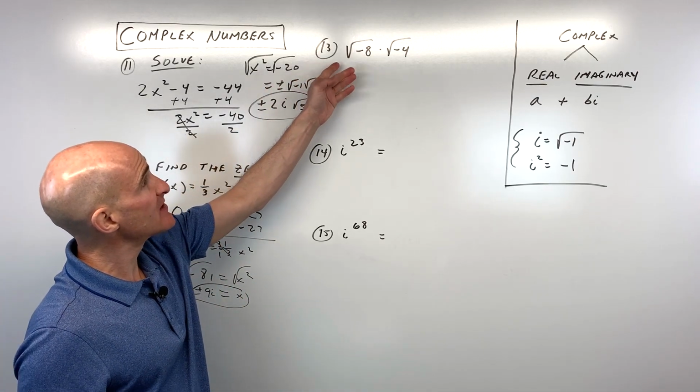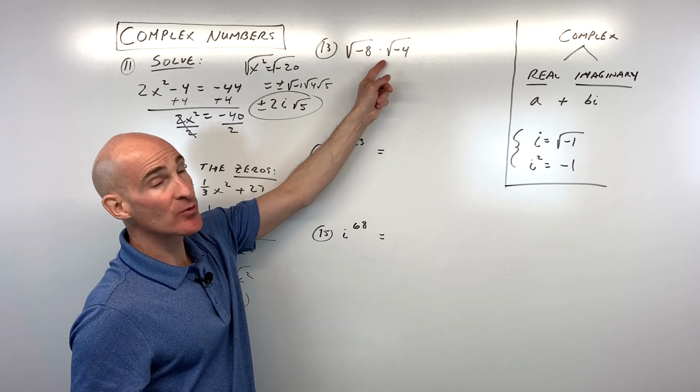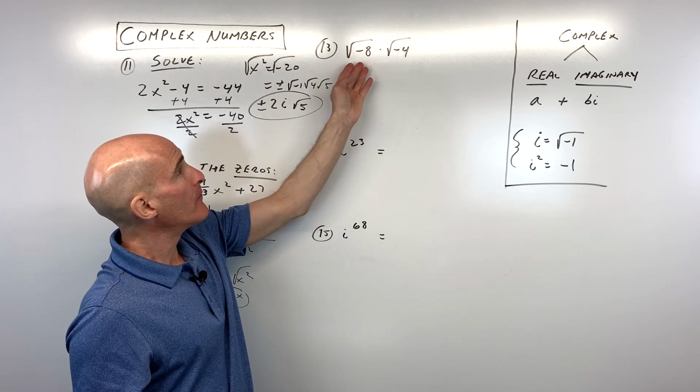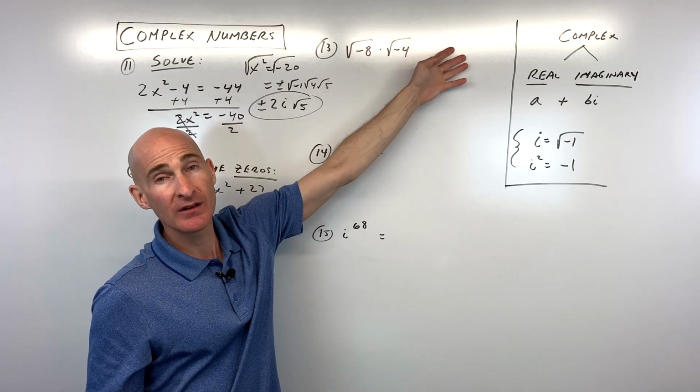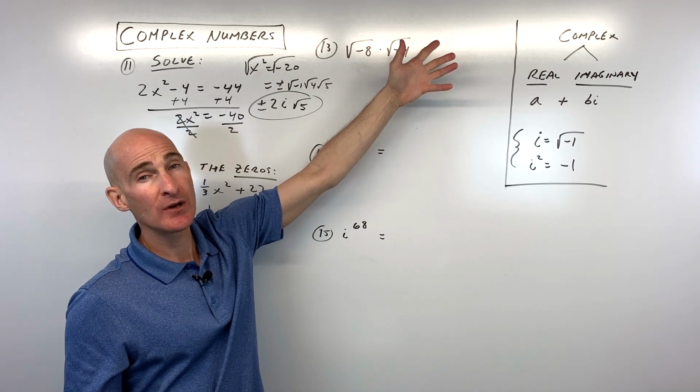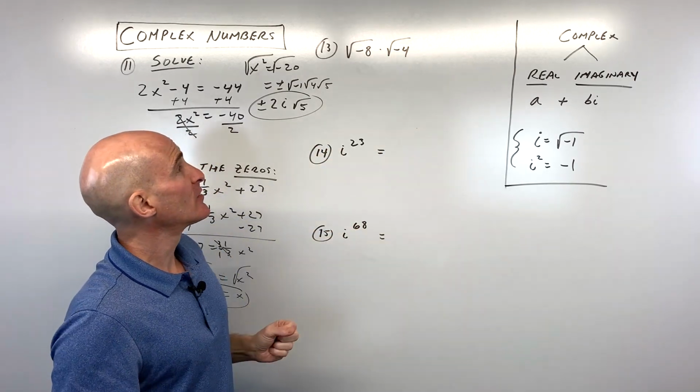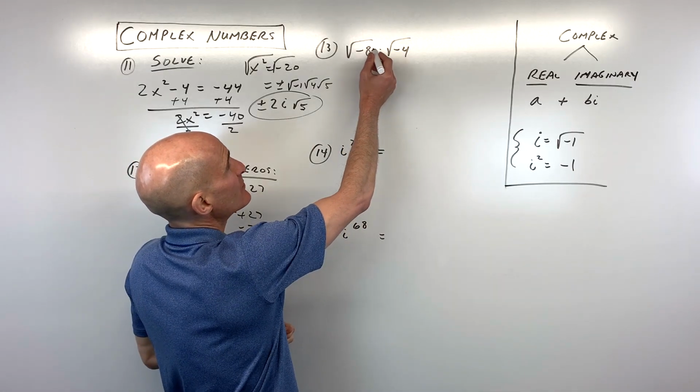Okay, for number 13, this is a little bit different problem. We didn't talk about this when we were talking about multiplying. But what some students do is they'll say, well, Mario, isn't this square root of 32? And I can just simplify square root of 32. Well, if you do that, you're going to get a little bit of a different answer. What you want to do is you want to simplify this first.